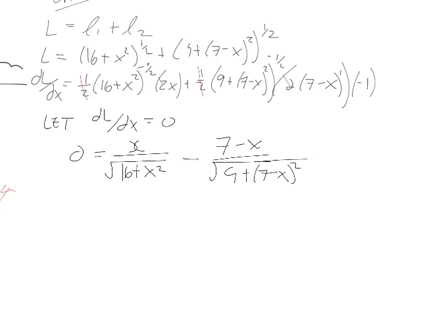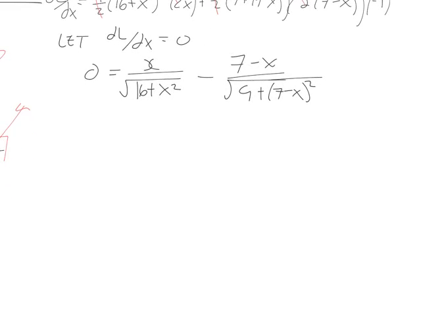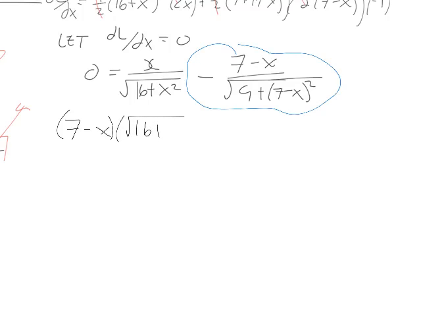Alright, now we just need to solve this, and this is where, if you're going to run into troubles, it's probably here because of the algebra. I'm going to move this term to the other side and cross multiply. So we end up with 7 minus x multiplying root 16 plus x squared, and on the other side, just the x term multiplying root of 9 plus (7 minus x) squared. We need to get rid of those radicals.